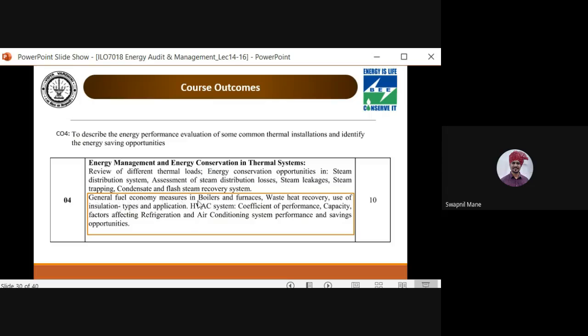So, general fuel economy measures in boilers we have covered. Also, we have talked about steam and steam leakages, also steam traps. Today we will discuss furnaces and waste heat recovery.